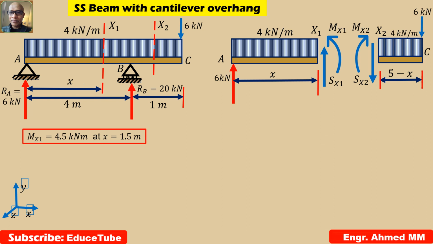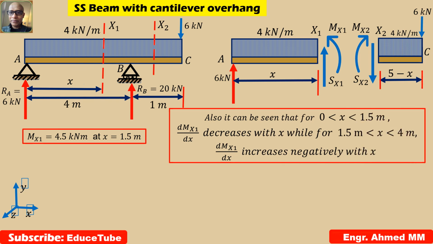Here we already know this: at 1.5 the moment is 4.5. So what will we do here? We will think about some ranges, say x less than 1.5 and greater than 0. Here it says the slope decreases with x. While for x greater than 1.5 but less than 4 meters, the slope increases negatively with x.